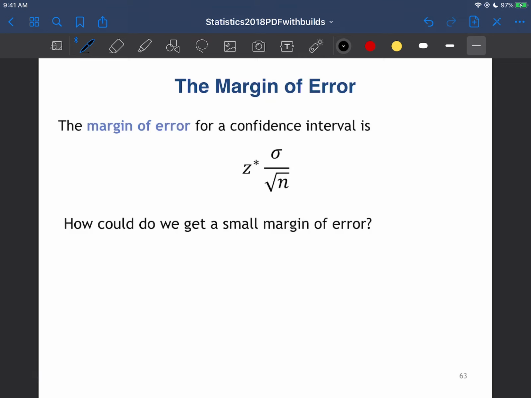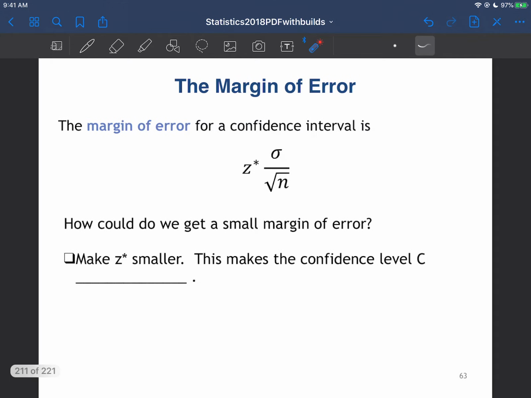Well, the formula for the margin of error looks like z star times standard deviation divided by the square root of n. So we're going to get a small margin of error if we can make these variables in the formula small. Well, the first thing I could do is make the z star smaller. Well, how could I make z star smaller? So look back at the table with the given z-scores, or think about the picture.